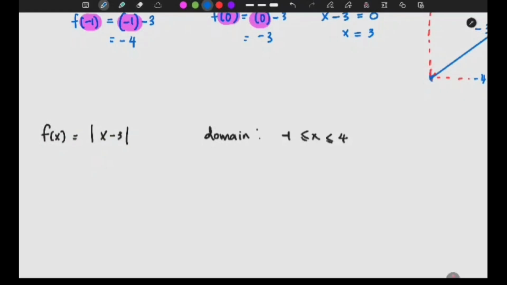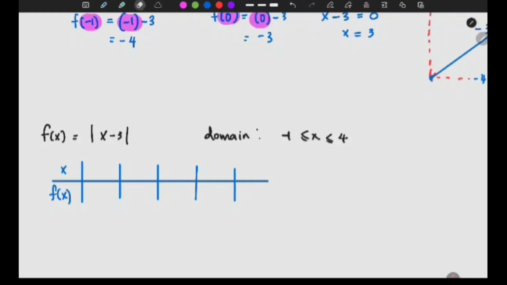x, f(x). I'll do 4 boxes, I mean 4 columns: 1, 2, 3 and 4. I think it's too long, let me just erase some. Okay, so it's from -1 until 4. The remaining part, just put 0 and 0. So now let's do the same thing: fill up the table, complete the table.